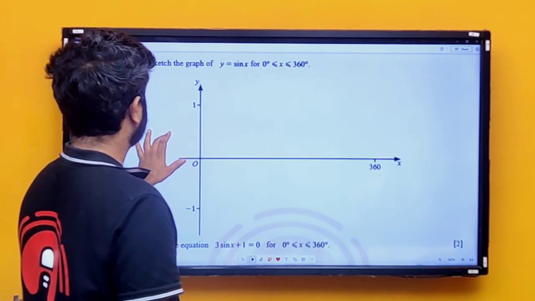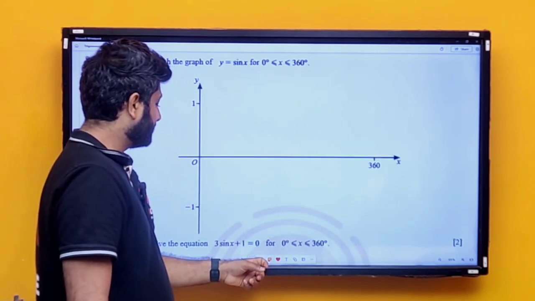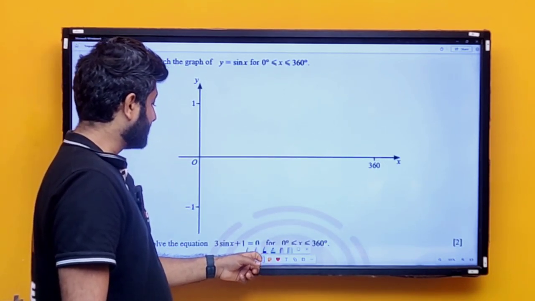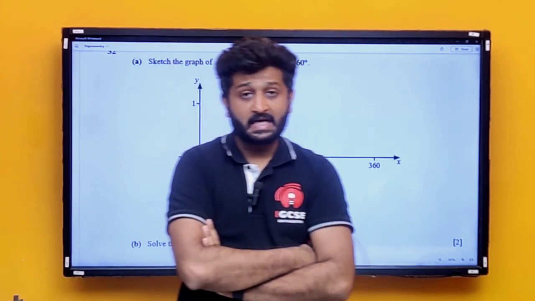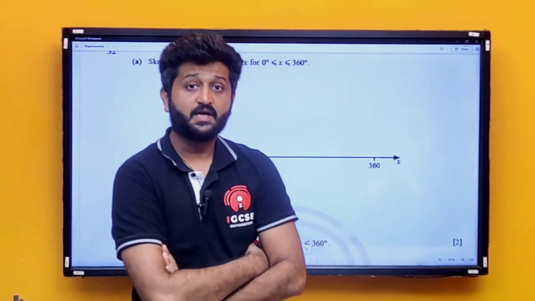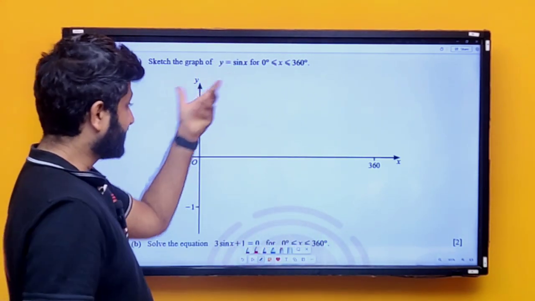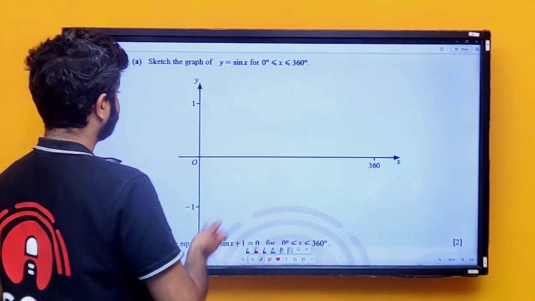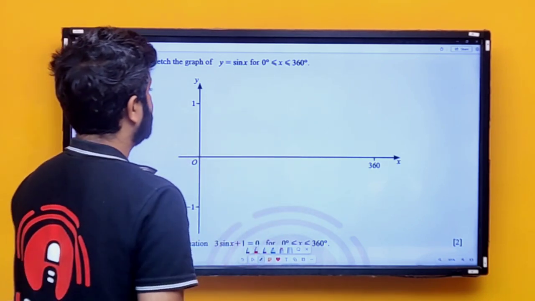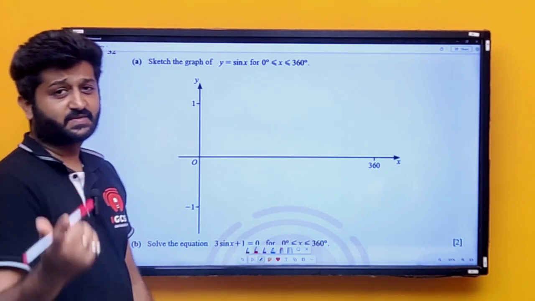Now, this is the next question. Sketch the graph of y equals sin x. Now, guys, this kind of questions are getting asked repeatedly since 2020, right? So you are supposed to remember the graph of sin x, cos x, tan x, sin 2x, cos 2x, tan 2x. Now, sin x. Now, there are multiple ways.